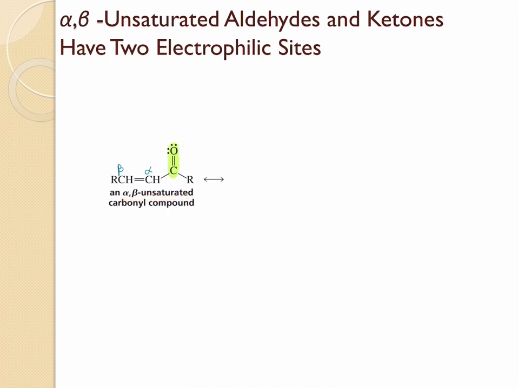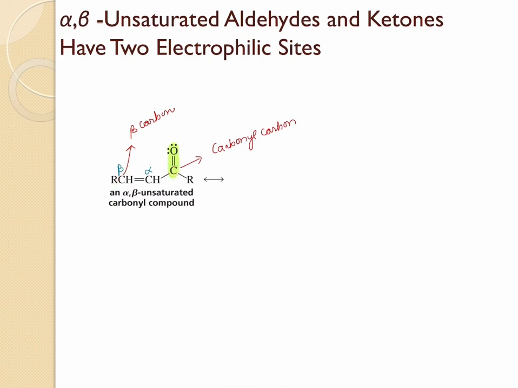Now, one important thing to say about this alpha-beta unsaturated carbonyl compound is that it has got two electrophilic sites. The carbonyl carbon is one of the electrophilic sites, and the other one is the beta carbon. So these are the two electrophilic sites. We already know that this carbon is electrophilic, but how come this would be an electrophilic site?